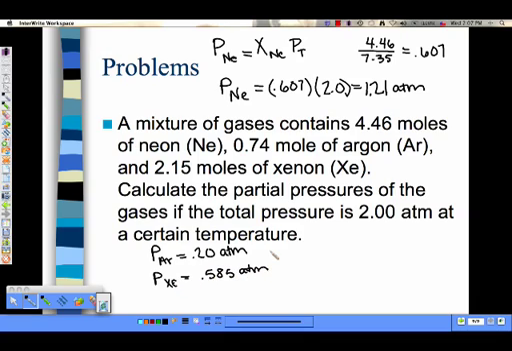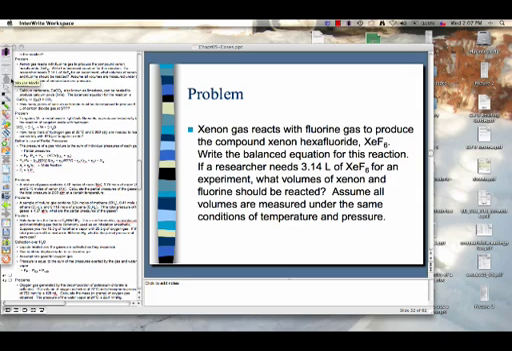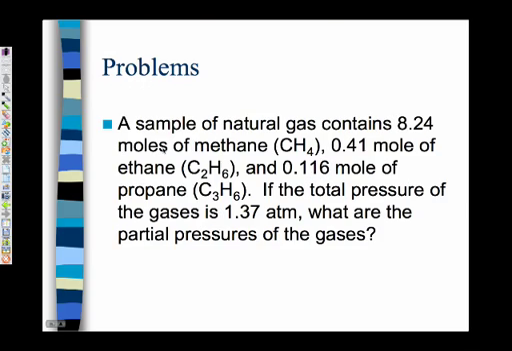atm. Now one way you can check yourself would be to add up all those partial pressures, and we should get about 2.0 because they're all supposed to equal 2, and I get 1.995, so basically 2. So we're there. We got the right answer. Let's try another one here.